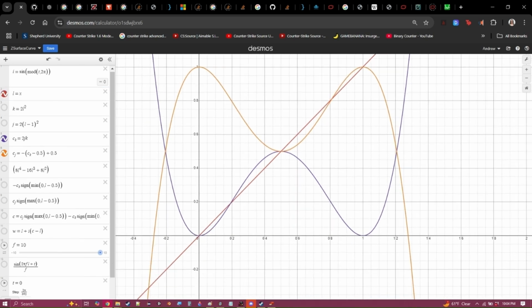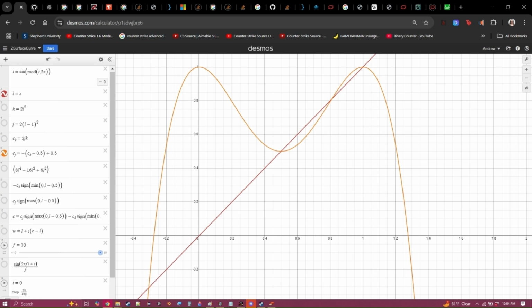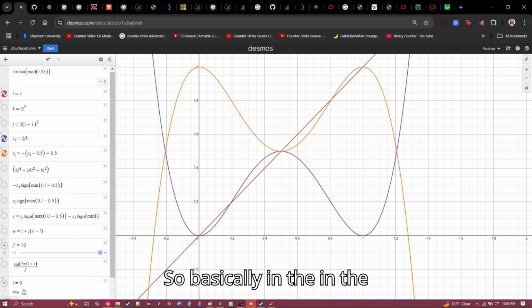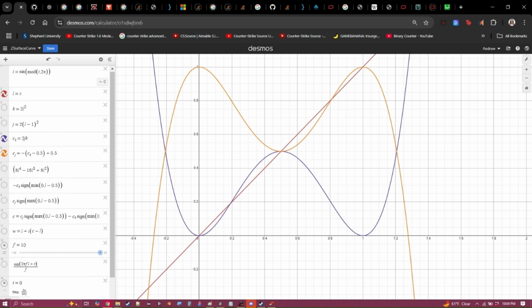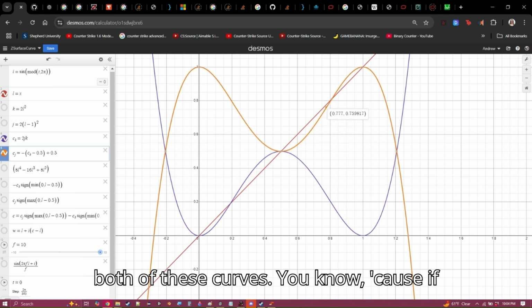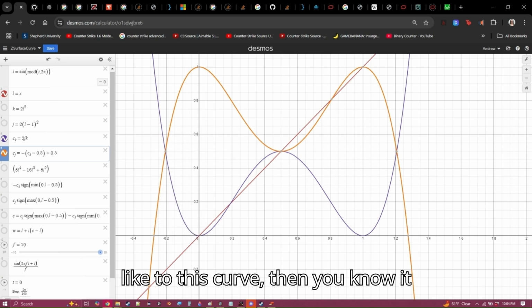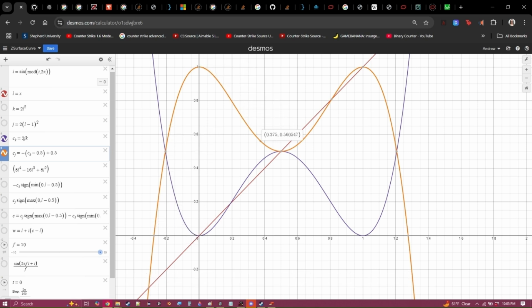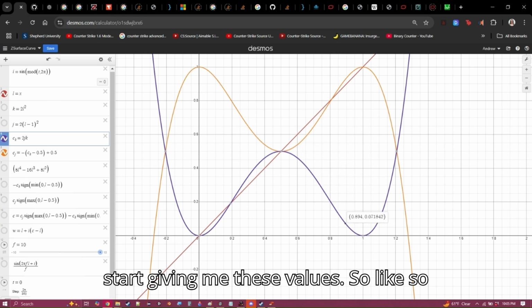So yeah, that's cool. But the thing that's kind of inconvenient about this right now is that we have two curves. So basically in the shader source code, since we have these two curves, there's no way to make this follow both of these curves, because if I applied the UV to this curve, then it would start giving me these values. And same thing over here. If I just did this, it would start giving me these values.